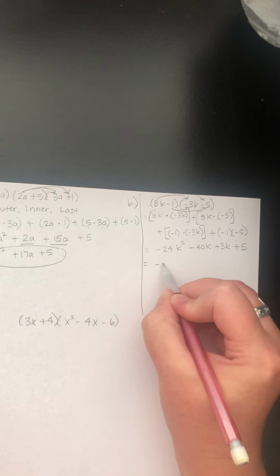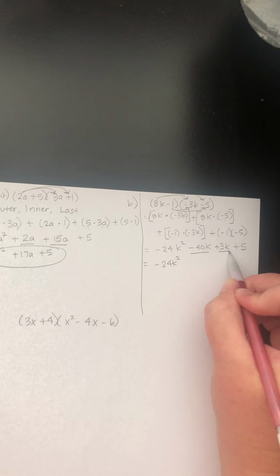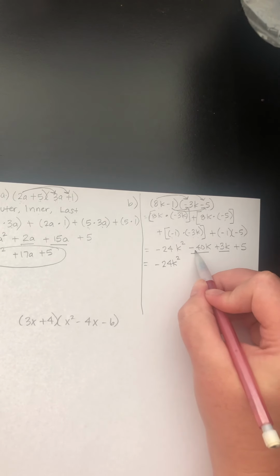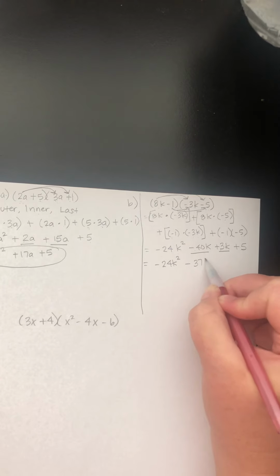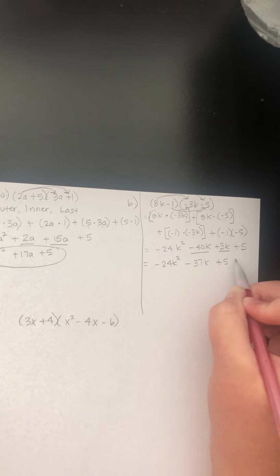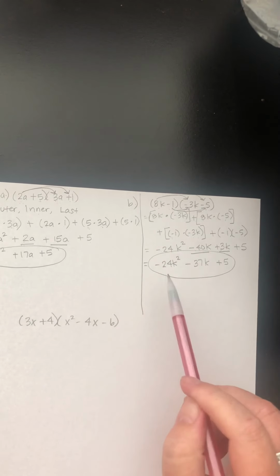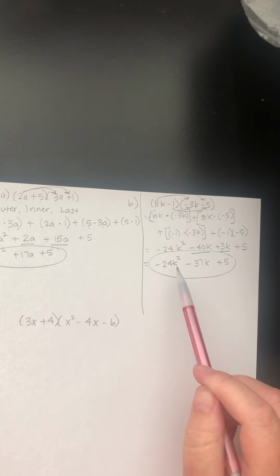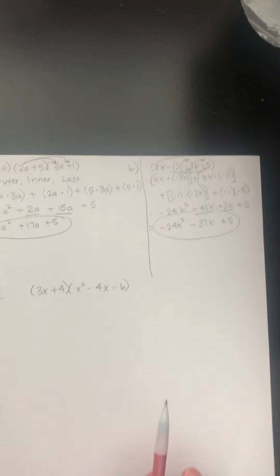We only have one k squared term, so it's going to stay as negative 24k squared. We have two k terms. You add the coefficients negative 4 and positive 3. That's going to be negative 37k plus 5. So when you have any negative numbers, make sure you're very, very careful with them because it will change the answer if you are not paying attention.